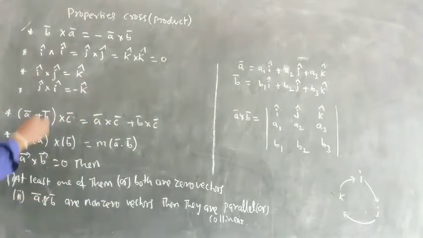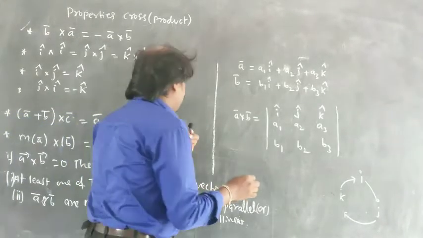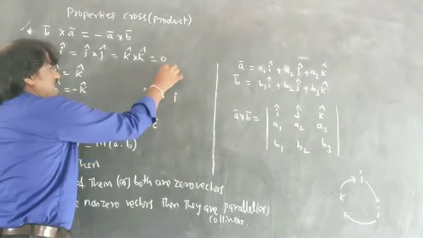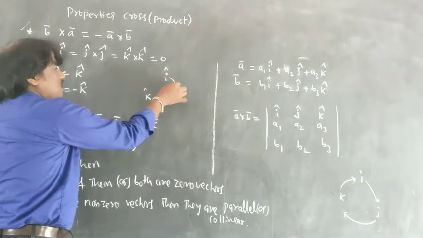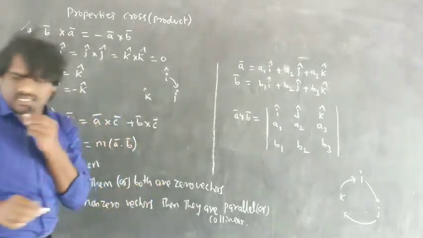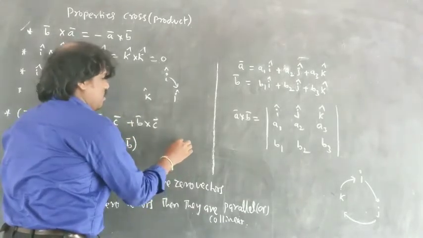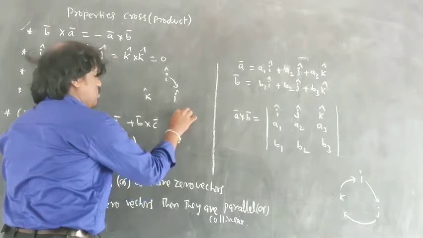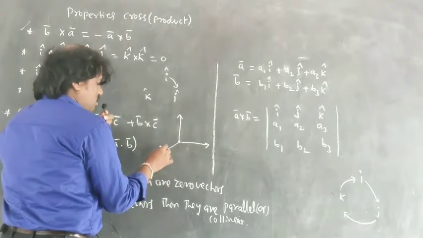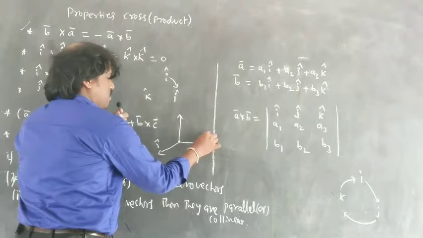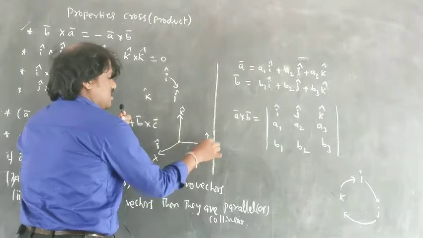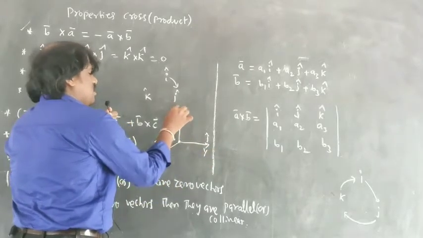Now that I have that, what will I cross J be? See this diagram, this will help you. This is I, this is J, this is K. Now I cross J will give you K cap. Why does it give that? Suppose I take a coordinate system. Along the x axis is I cap, along the y axis is J cap, along the z axis is K cap.